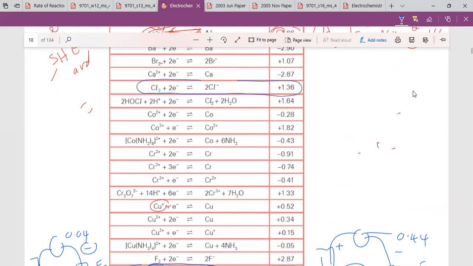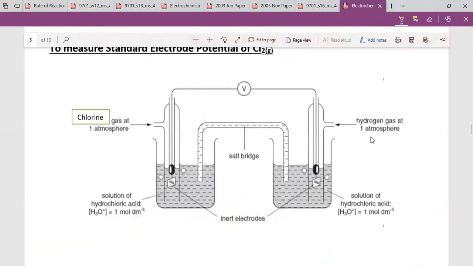Okay, because this is the standard electrode potential, that means my test electrode is chlorine. If it's a gas, I must use platinum as my electrode. Chlorine gas is passed in here at a pressure of 1 atmosphere. The H plus concentration we don't care about here, it's 1.0. Chlorine here must be Cl minus, also 1.00 mole per dm cube.